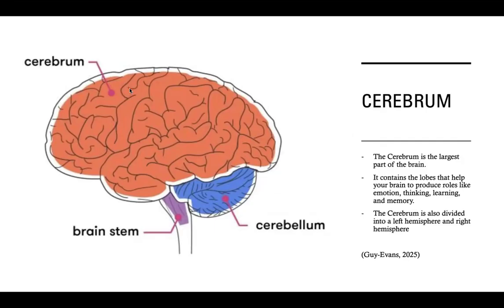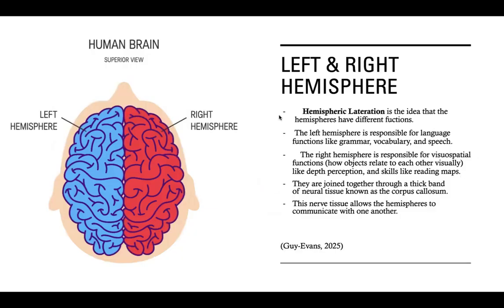This is the cerebrum. The cerebrum is the largest part of the brain. It contains all the lobes that were shown on the first slide with the different functions. This part of the brain produces different roles like emotion, thinking, learning, and memory, and the cerebrum is also divided into a left hemisphere and a right hemisphere.